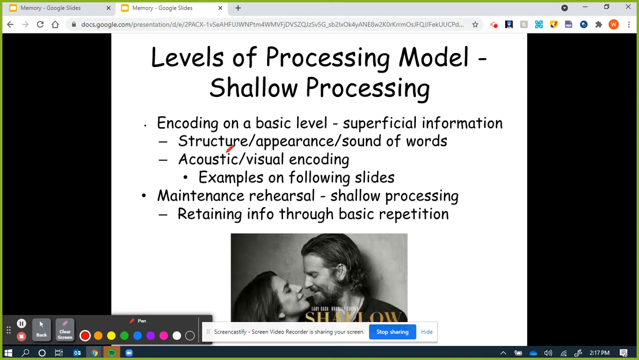And then acoustic and visual encoding. Acoustic encoding is encoding using sound. So using the sound of a word. So if you're trying to remember a word and you just repeat it over and over to yourself, that's acoustic encoding, right? And then visual encoding. You're trying to remember a word. You're trying to commit a picture of the word to memory, or what the individual letters in it are.